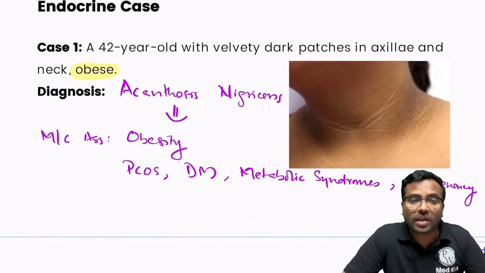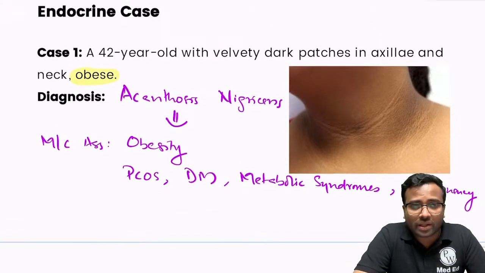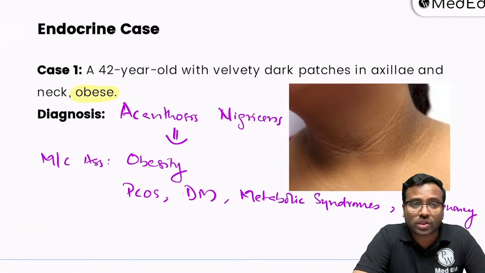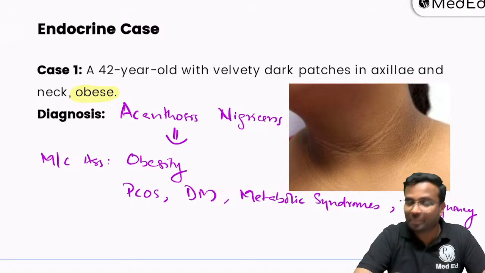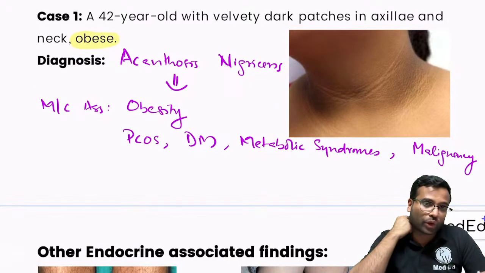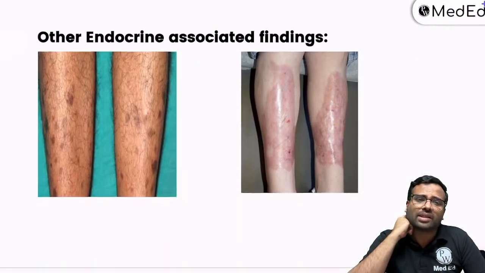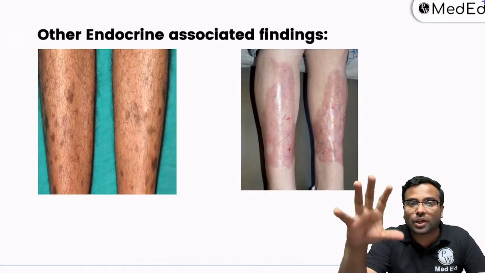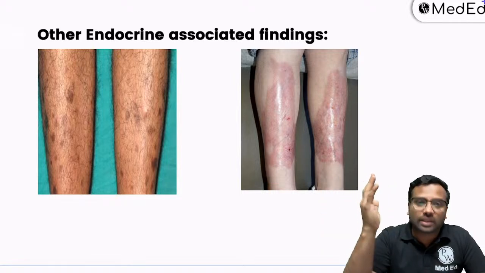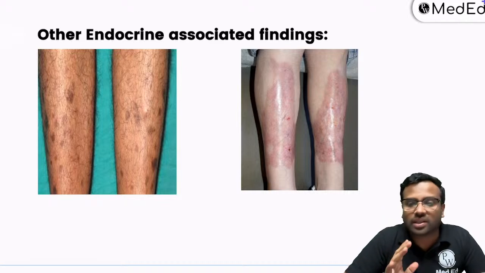So these are the various types of diseases where you can see there is an association of acanthosis nigricans. Is that clear? So this first case that we have discussed right now is going to be acanthosis nigricans. As you know, there are many other cases which can be associated with endocrinological disease. Endocrinological disease as in it can be thyroid disease, it can be diabetes, etc. So now let's see what are these images.